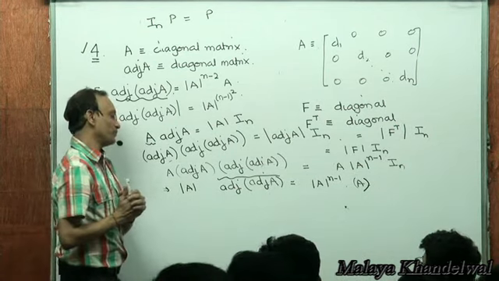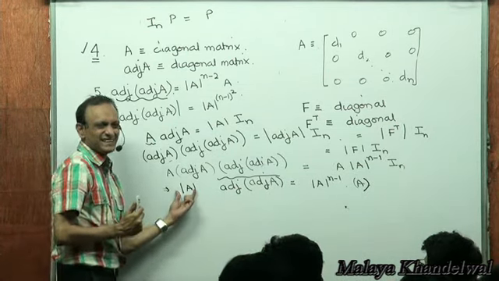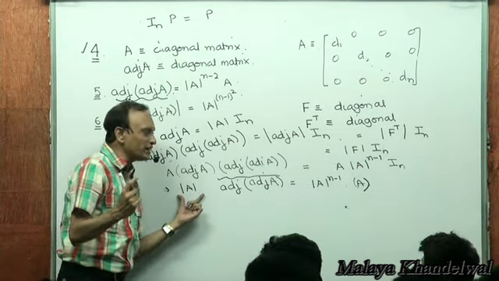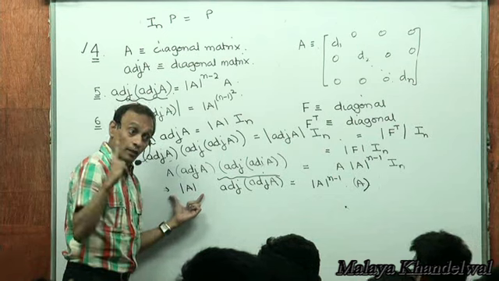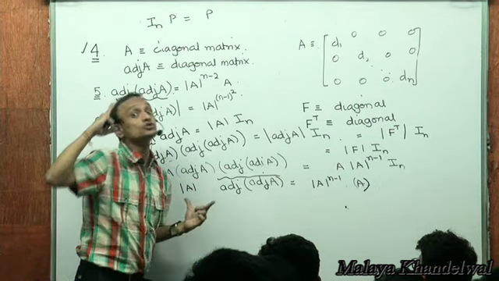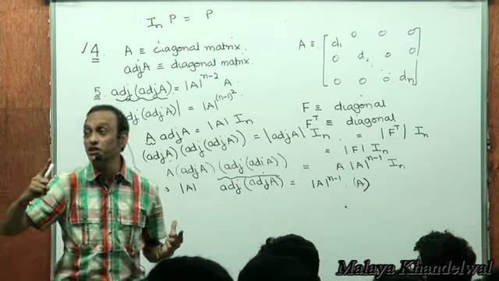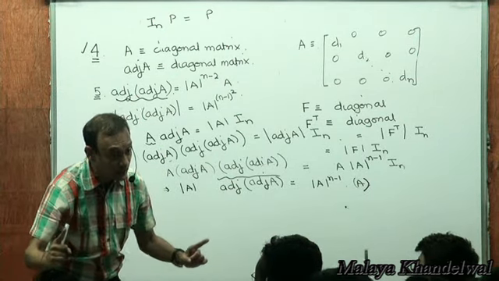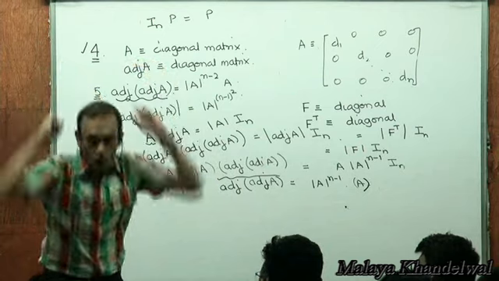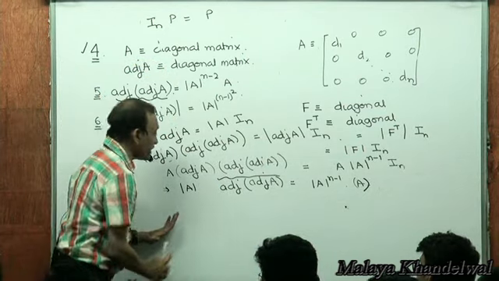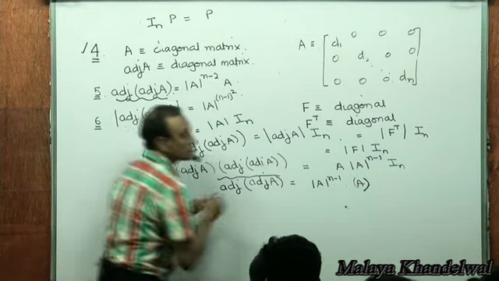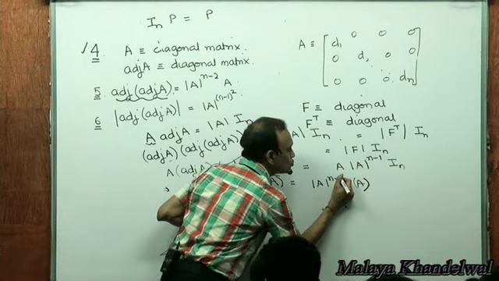Now, this is a scalar. I can divide throughout by a scalar. I'm not dividing by a matrix. So I can divide throughout by determinant A, but provided A is non-singular. Its determinant is not 0. That's when I can divide by determinant A. Determinant A should not be 0. A should be non-singular. Right? So if A is non-singular, I divide by determinant A. This will become to the power n minus 2. What do you say?